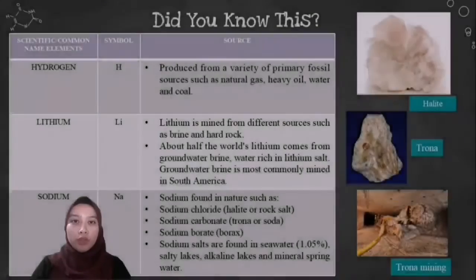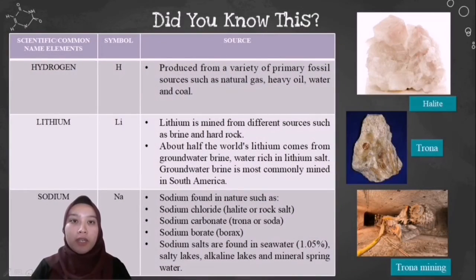Okay, now I'm going to show you the scientific and common name, symbol, and the sources of these elements. So the first one is hydrogen. Hydrogen is produced from a variety of primary fossil sources such as natural gas, heavy oil, water, and coal. The second one is lithium. Lithium is mined from different sources such as brine and hard rock.